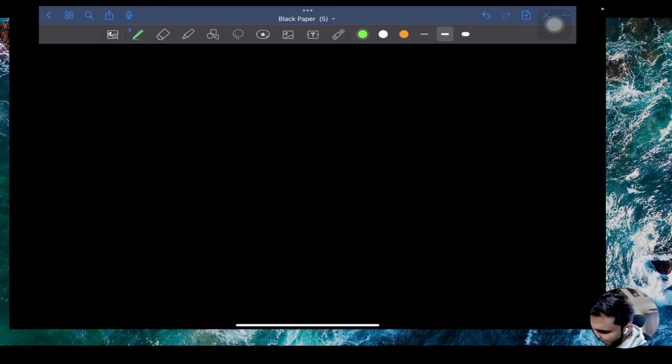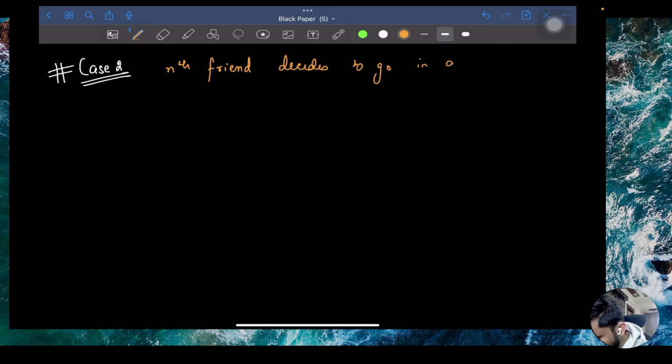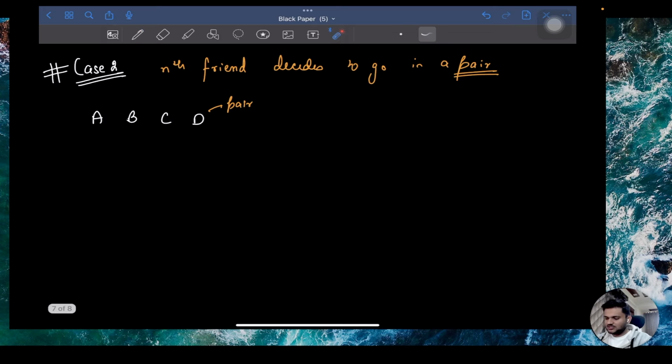Now the other case is the nth friend decides to go in a pair. Now this is interesting. If let's say you have 4 friends and D says I want to go in a pair. Now it's not like D just said I want to go in a pair. D also has to tell me which pairs it can go with. D can make a pair with C, D can make a pair with B, D can make a pair with A. Can I say that?